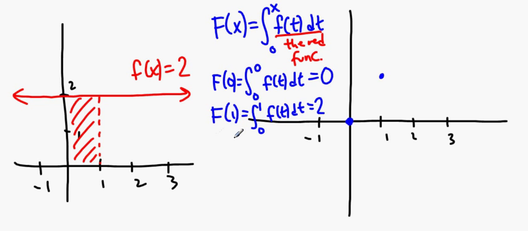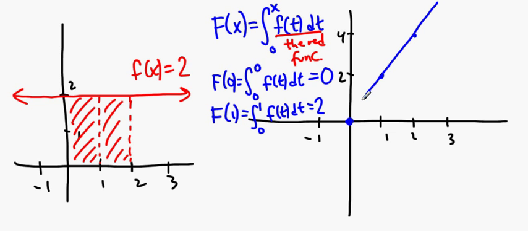Similarly, capital F of 2 would be the integral from 0 to 2. I think I know what that is. So that's 2, 4, and you can well imagine that this thing is a line. In fact, you can well imagine that capital F of x is 2x. Well, that's fine.